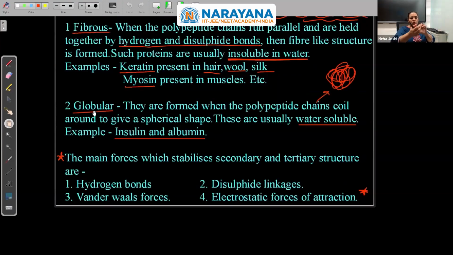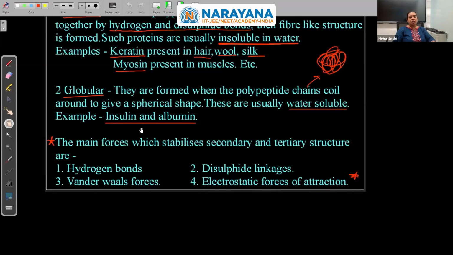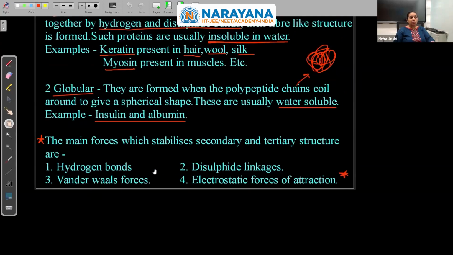Globular proteins are formed when the polypeptide chain coils around to give a spherical shape. These are usually water soluble, example insulin and albumin. The main forces which stabilize secondary and tertiary structure, see this is objective, 4 points directly: hydrogen bonds, disulfide linkage, van der Waals forces, and electrostatic forces of attraction. Please remember these four.